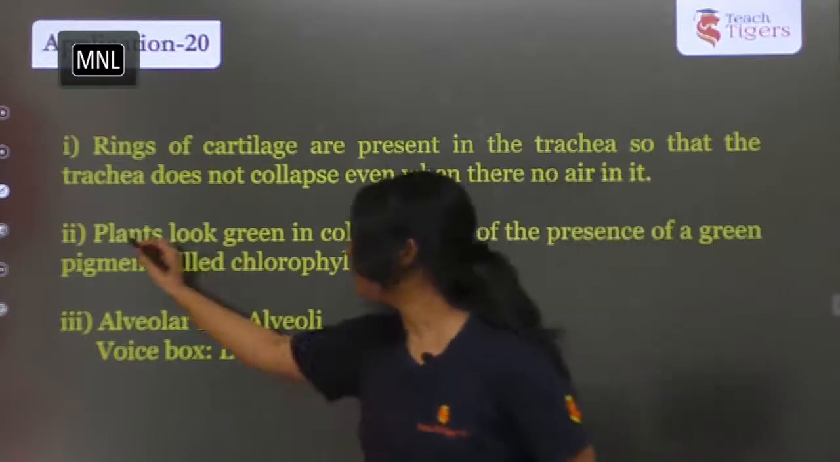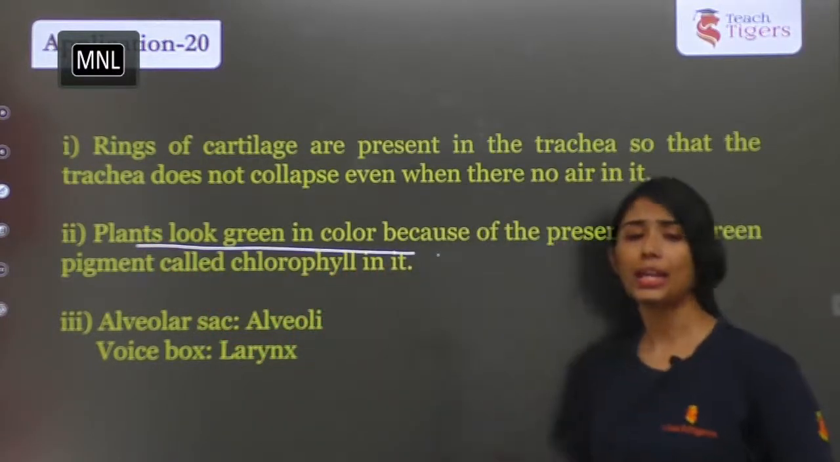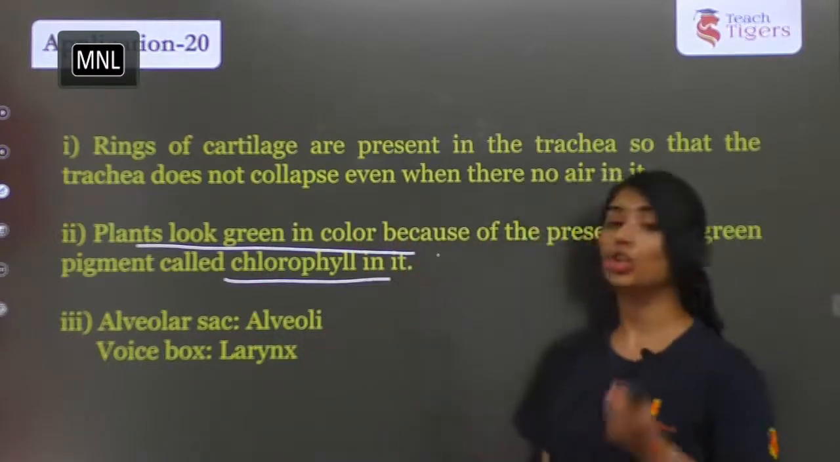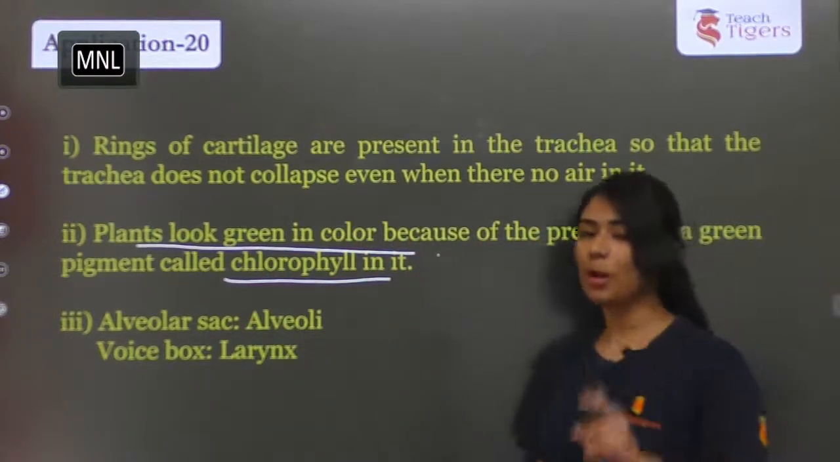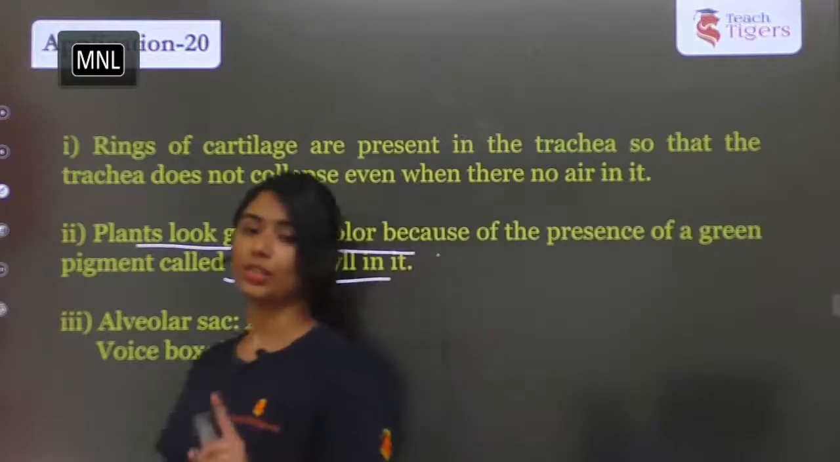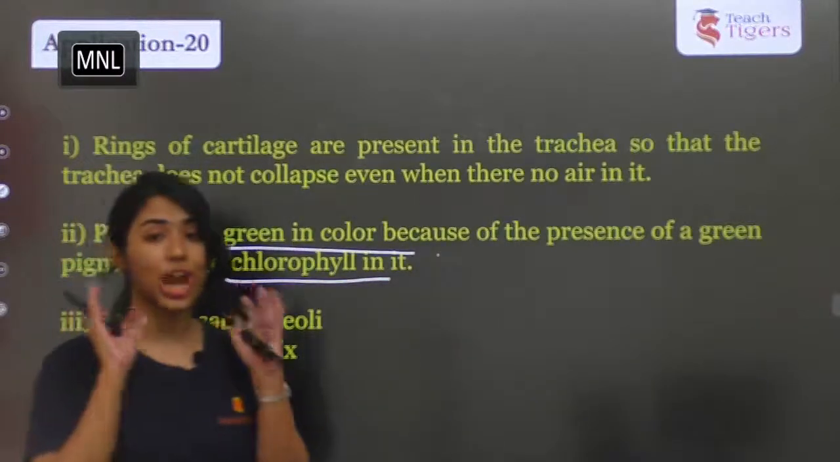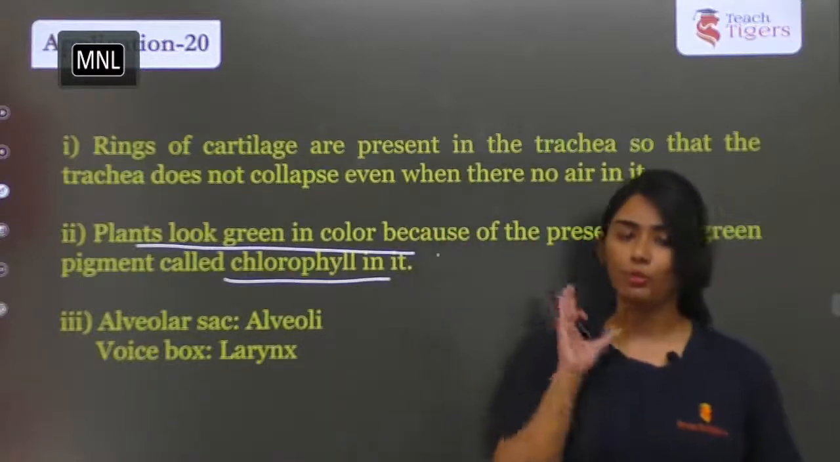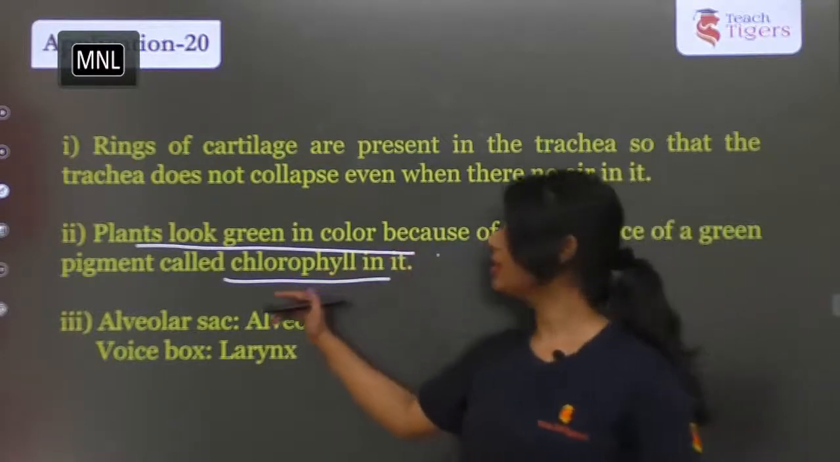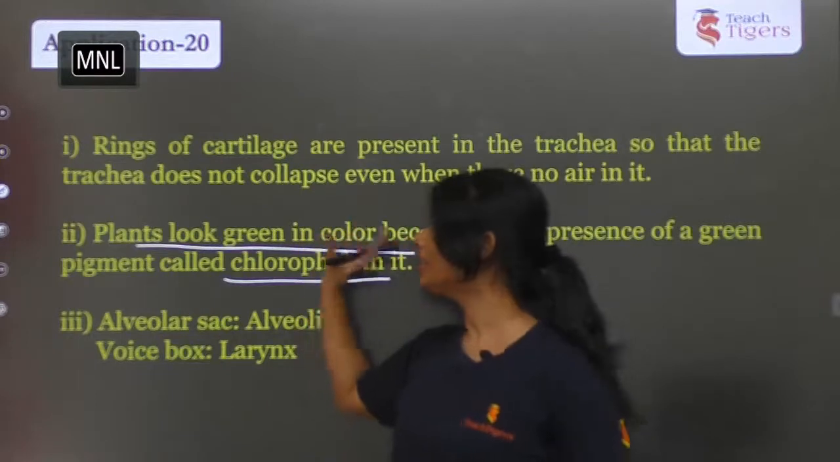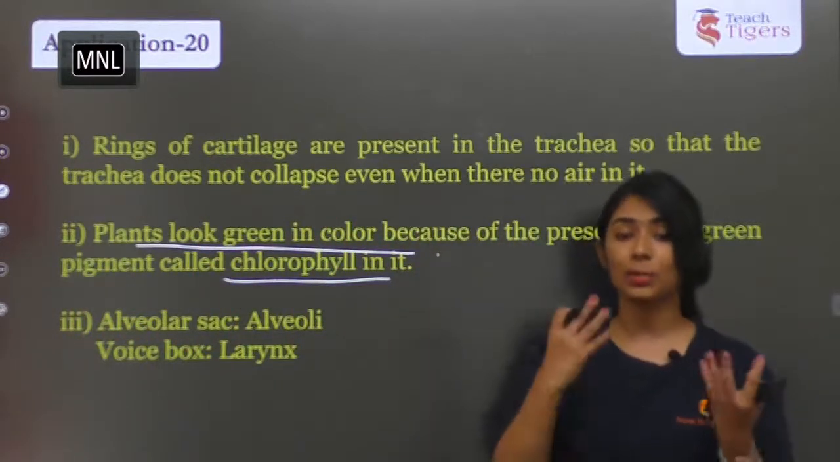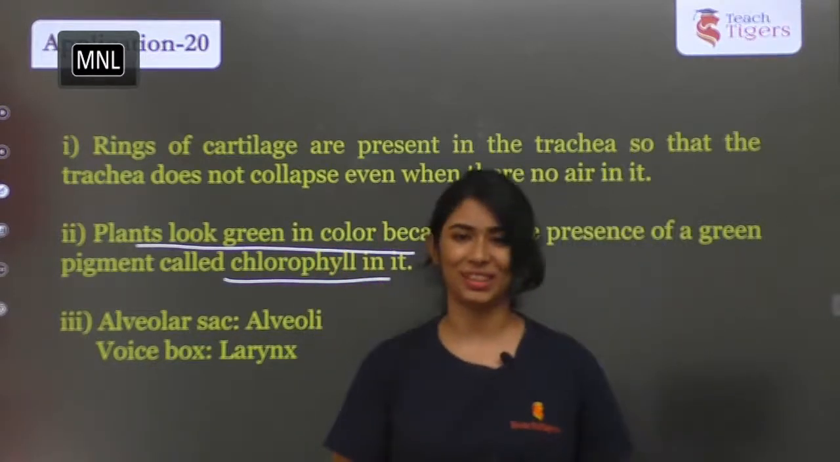Okay, and why do plants look green in color? This is also a very important question. Plants look green in color because of the presence of the pigment chlorophyll. So remember, not all plants can photosynthesize. Only the plants which have the green pigment known as chlorophyll present in them can perform photosynthesis. Okay, and chlorophyll is also responsible for giving the green color to the plants. So now you know why plants look green in color. It is because of the pigment called chlorophyll present in them.